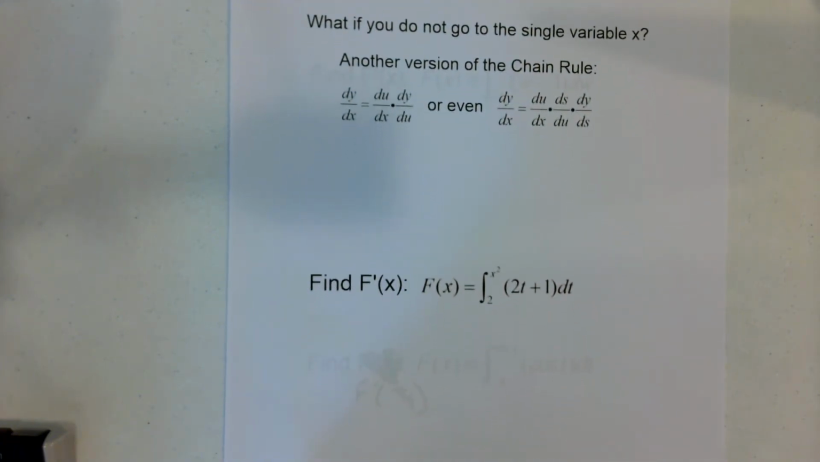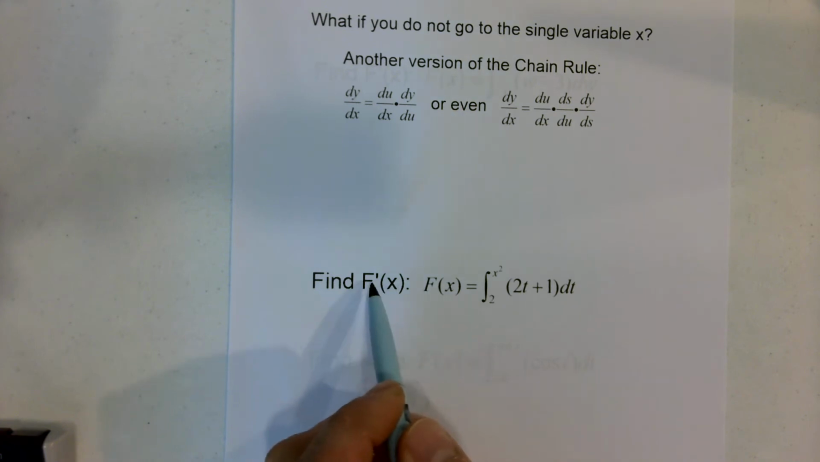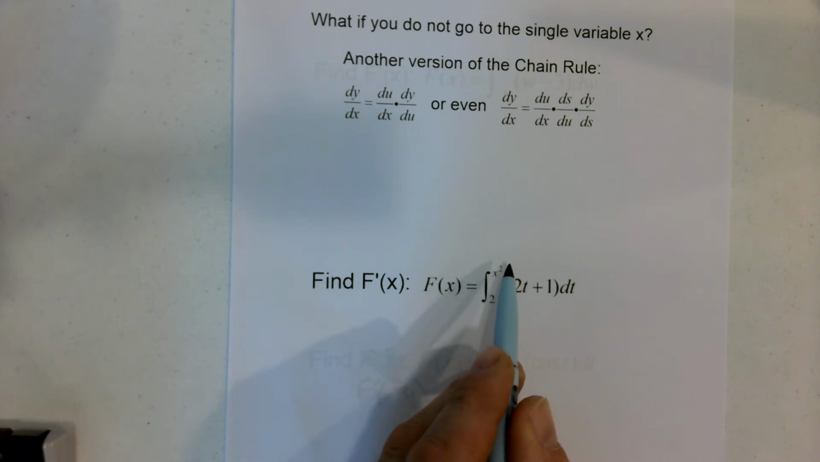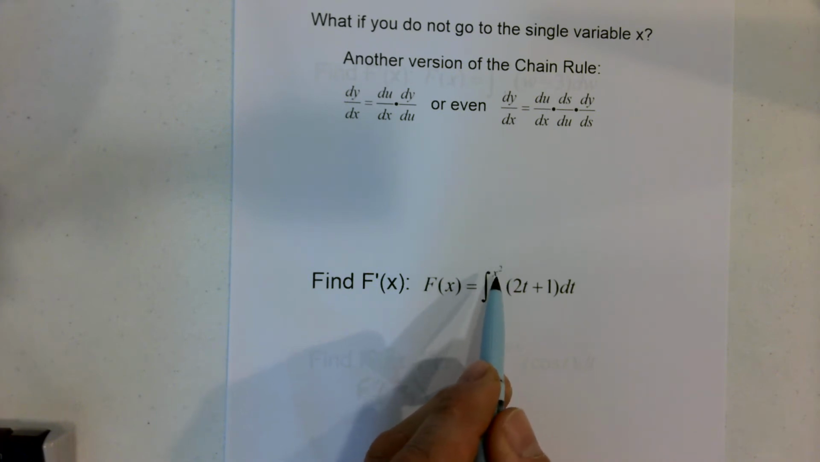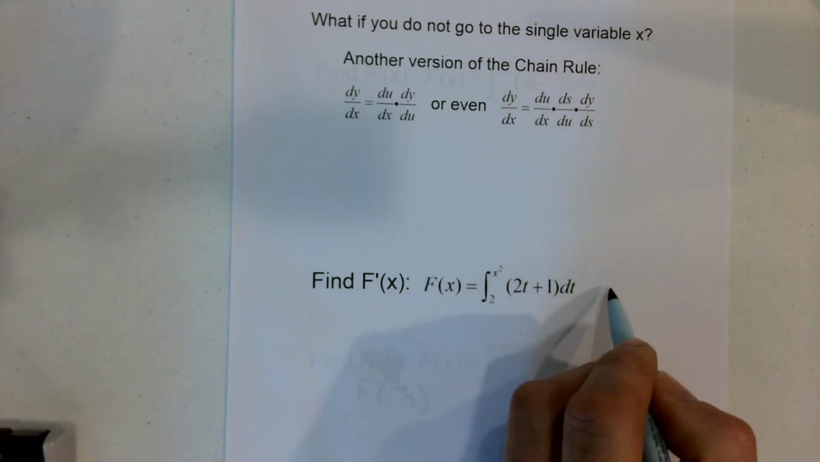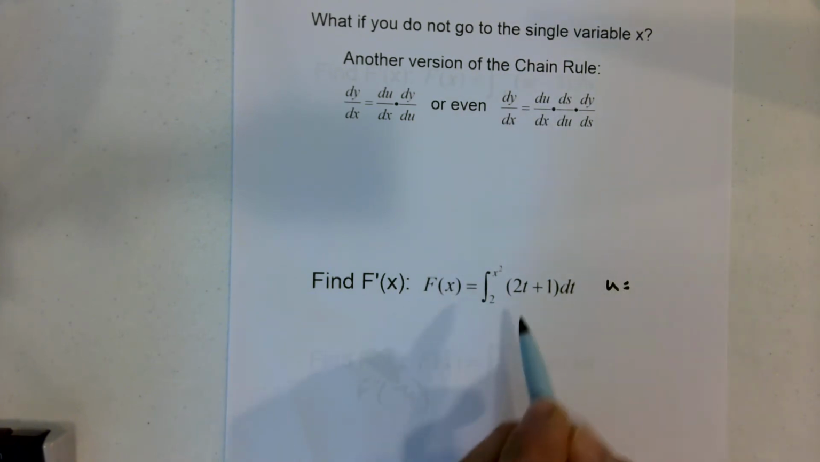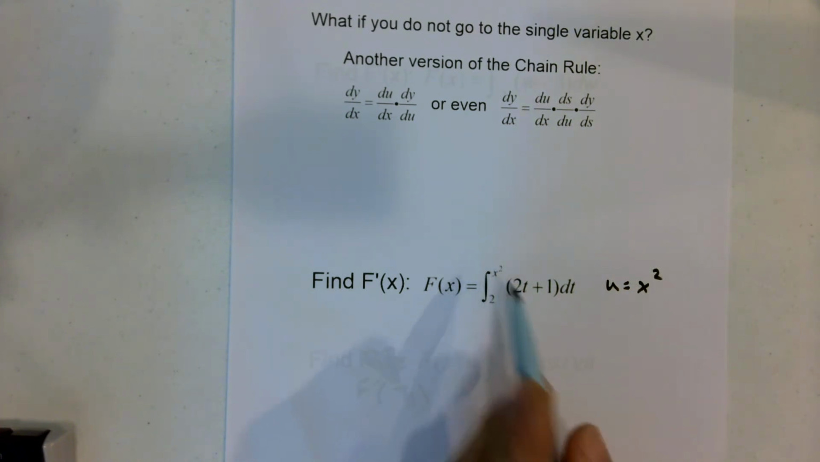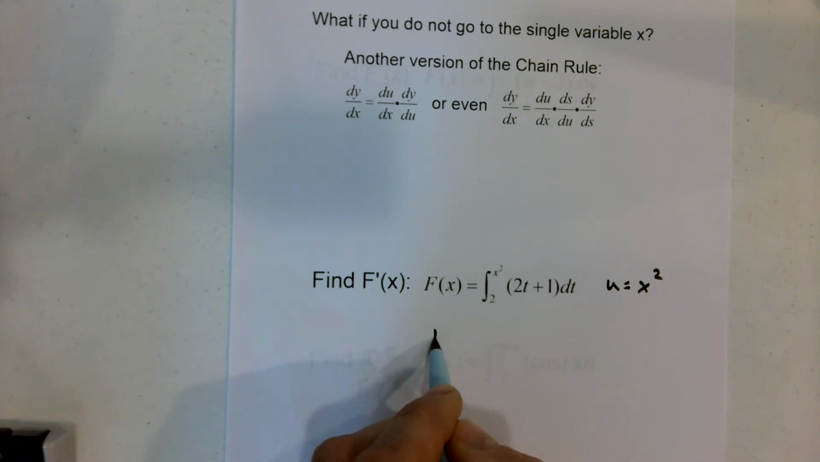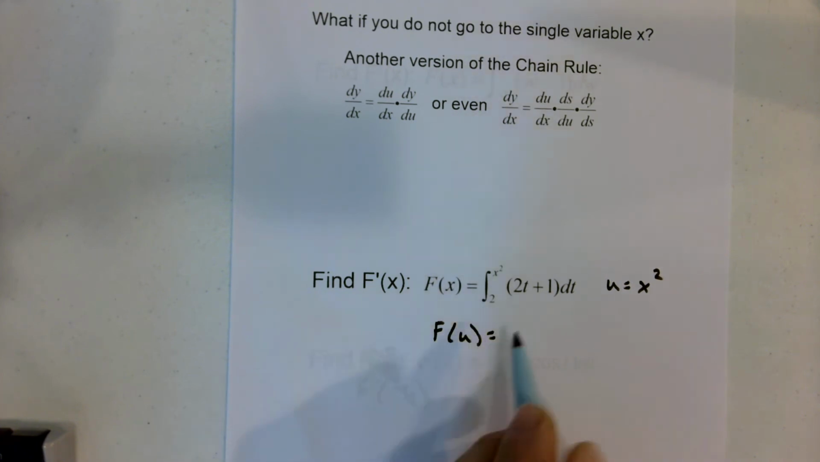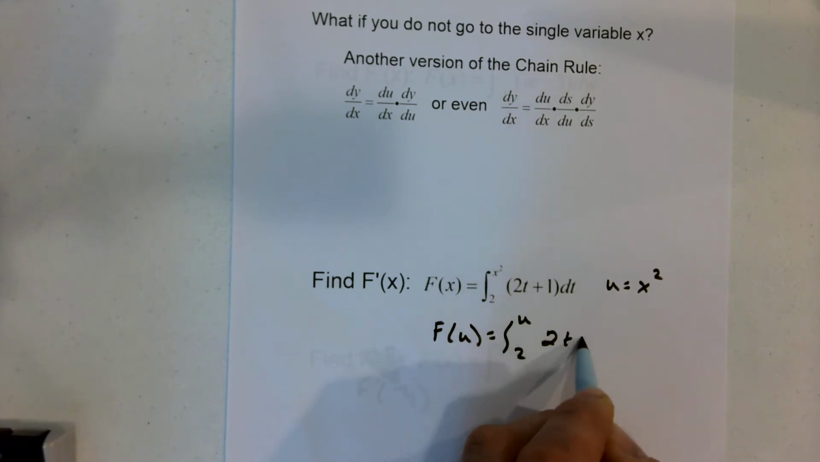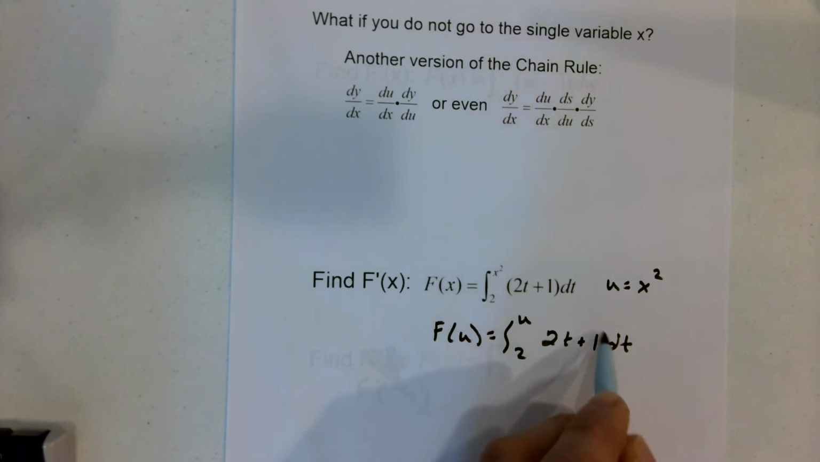Why is that important? Well, if we're asked to find the derivative of a function that has maybe something that's not a nice single variable as the upper bound, if it was a nice single variable, we'd be done. But it's not. So what can we do to make this a single variable? Well, we can let u equal that not-so-nice part. So now what do we have? We now have f of u, don't we? f of u is going to equal the integration from 2 to u of 2t plus 1 dt.